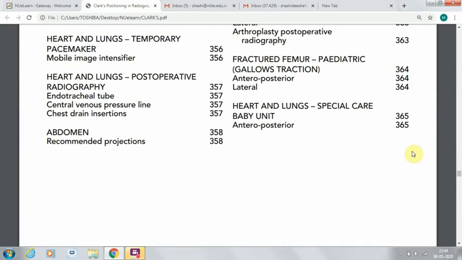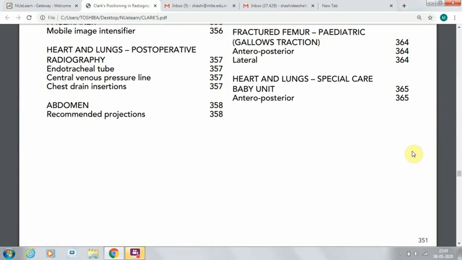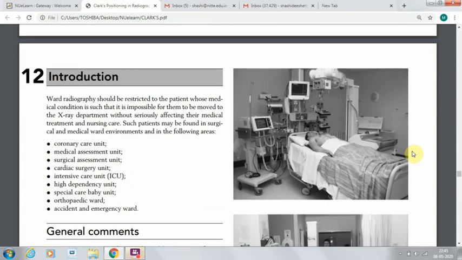Dear student, today I am going to talk about ward radiography.